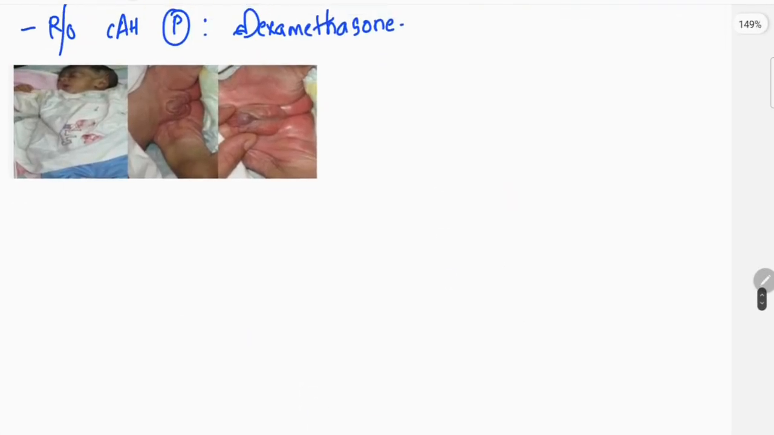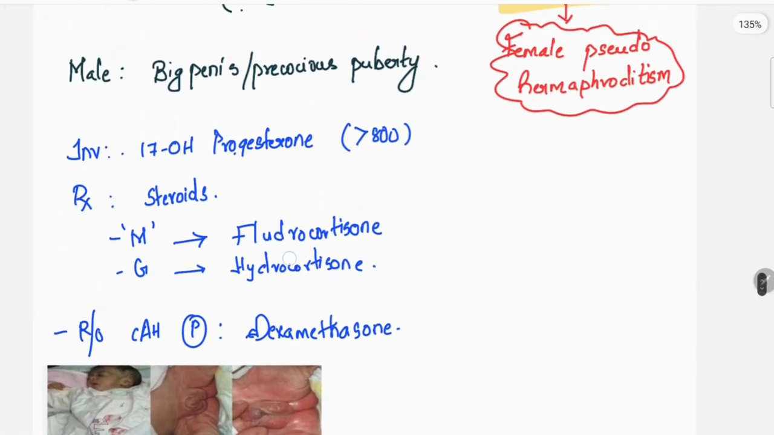See, this is how a female child with CAH will look. This is a female child, look. It looks like a male organ but not exactly like a male organ, right? So the clitoris is enlarged and it looks like a micro penis. Can you make it out here? And the labia majora and labia minora have fused to look like a scrotum. So this is how a female child will look.